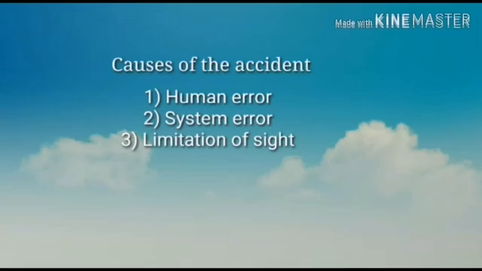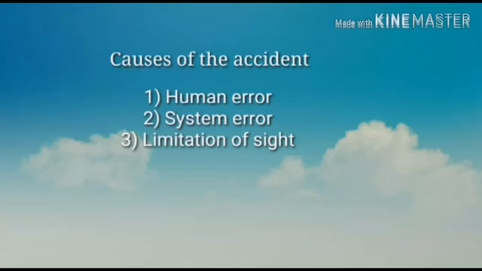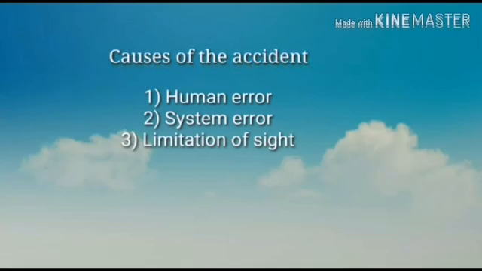So the second thing is system error. Due to the maintenance, all systems in the controller were on fallback mode, so the ground-based optical collision warning had been switched off, so ATC was not aware of the conflict. The third one is limitation of sight. Because of this night flight, the pilot can't see another aircraft coming, so this leads to the collision.